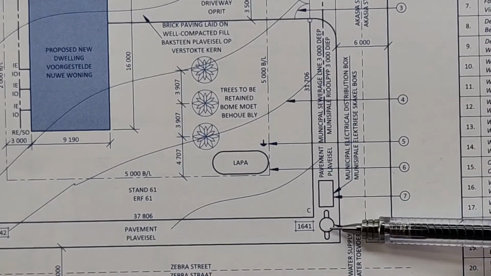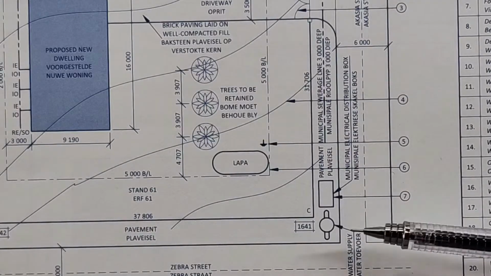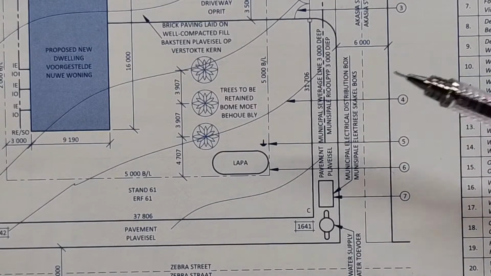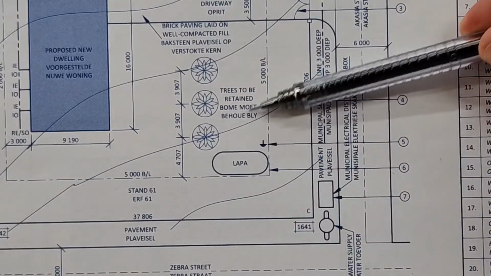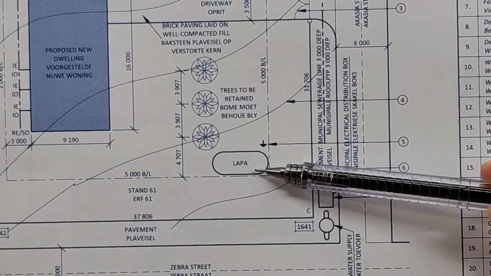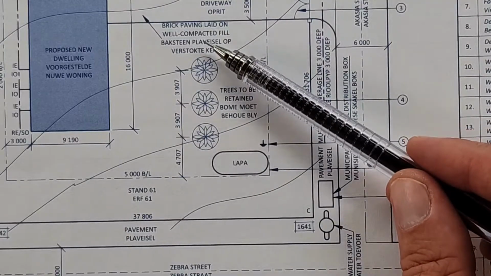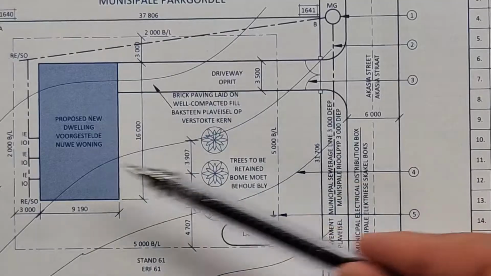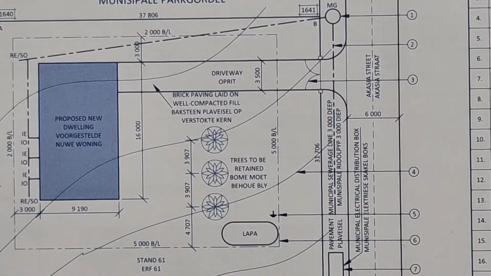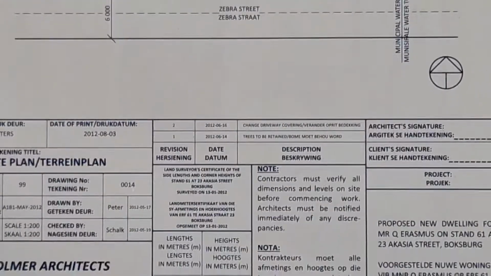Municipal water supply on this corner. Alright, it gives some width to the streets. There's some shrubs here, trees to be retained. Bome moet nie uitgehaal word nie. Daar's 'n lapa. Brick paving clearly indicated for us on well compacted fill. And then the new. So that's probably some of the new things that you've seen here for the first time.